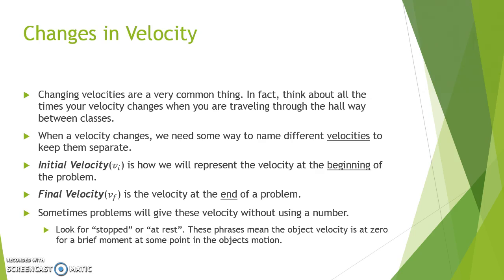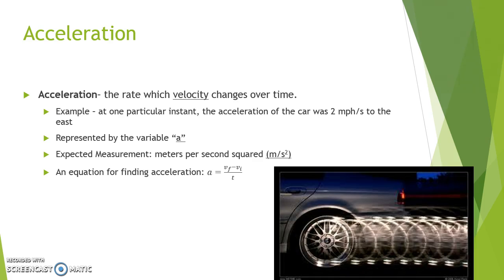Sometimes in a problem, we'll also see that the variables are given in words. Be very vigilant for the phrases stopped or at rest. These will indicate that the velocity is zero at some point in the problem. Usually at rest means that the Vi is zero, and stopped means that the Vf is zero. Although that is not a rule, it's just the most frequent way you see those things. But please make sure you do think about those things in the context of the problem.